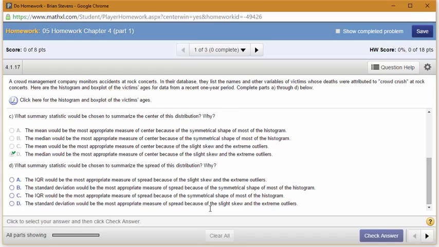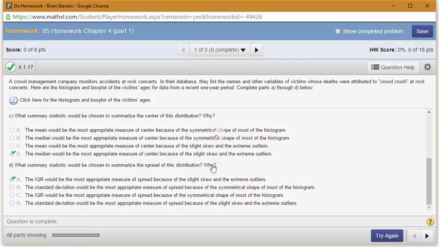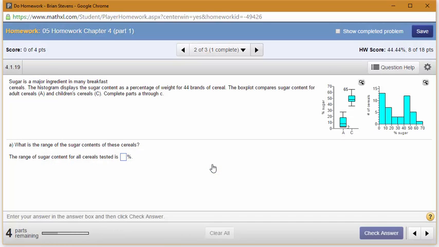What summary statistics should we choose and why? And since we chose the median, we must choose the IQR. Now remember, the median is the 50th percentile, and the IQR is the distance between the 25th and the 75th. They're all based on percentiles. So since it is skewed and has outliers, we are going to use the IQR as a measure of spread. This is a measure of spread, IQR. This is a measure of center, median. And the two other choices there, the mean and standard deviation, would be for normally distributed data.